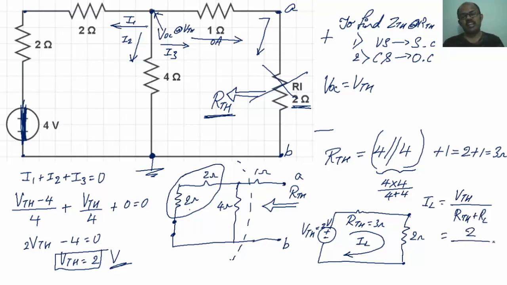What is the value of VTH? It is 2. What is the value of RTH? It is 3 plus 2. So I get 2 divided by 5, so IL equals 0.4 amperes or 400 milliamperes. So given a huge circuit, I am going to replace it by the Thevenin voltage VTH and the Thevenin impedance ZTH or RTH, and connect back my load impedance, RL or ZL.